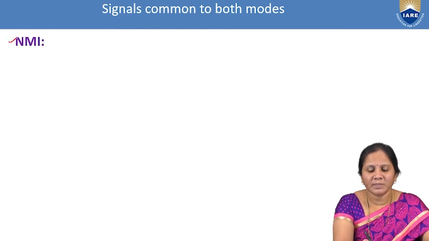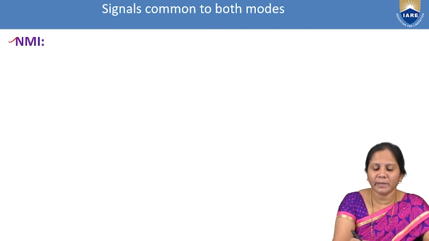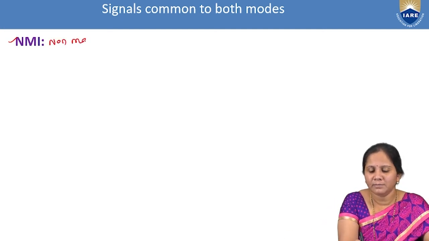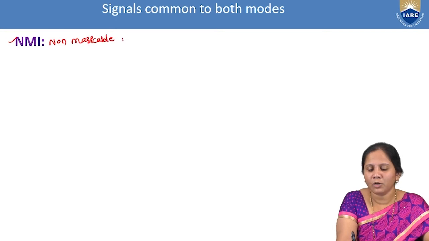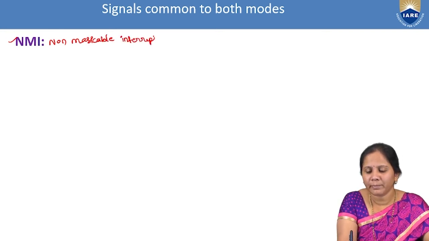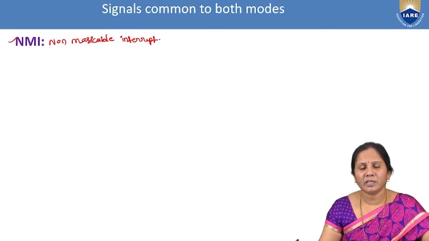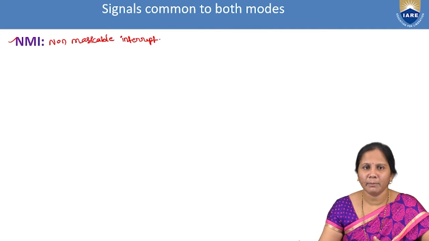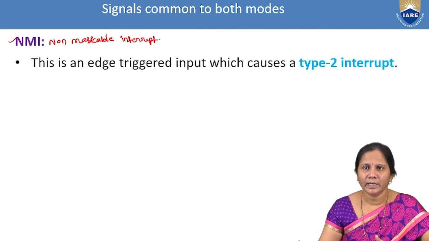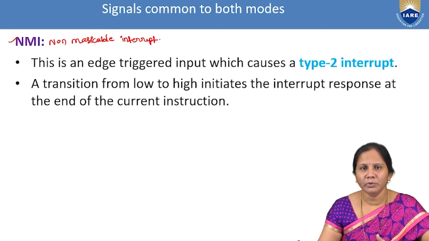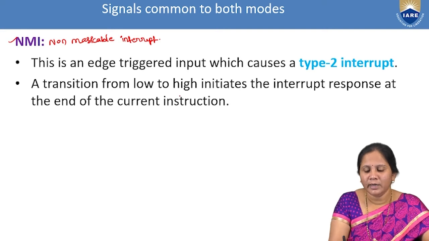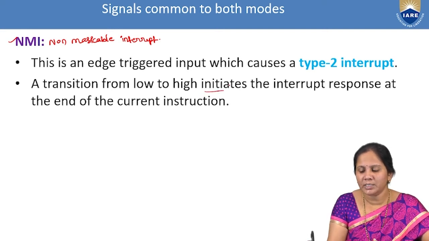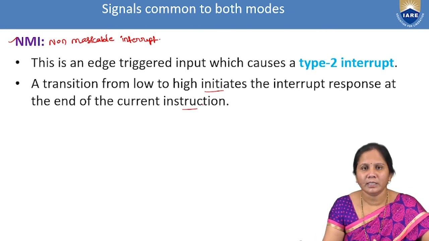The next common signal is the NMI signal. NMI represents non-maskable interrupt. Non-maskable interrupts are interrupts that cannot be disabled. If any interrupts come through this NMI pin, they are called non-maskable interrupts. Another name for these non-maskable interrupts is type 2 interrupts. A transition from low to high initiates the interrupt response at the end of the current instruction.